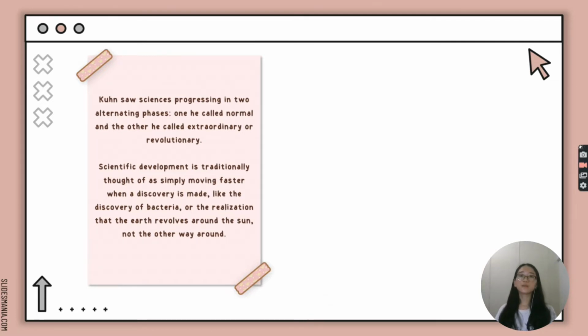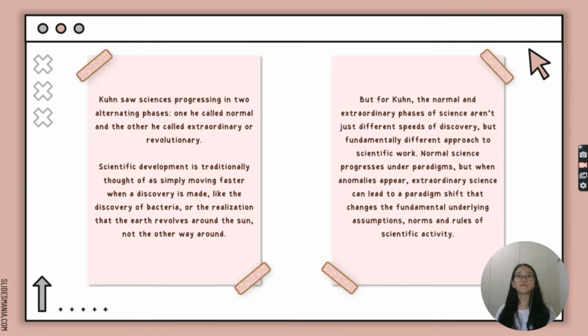But for Kuhn, the normal and extraordinary phases of science aren't just different speeds of discovery, but fundamentally different approaches to scientific work. Normal science progresses under paradigms, but when anomalies appear, extraordinary science can lead to a paradigm shift that changes the fundamental underlying assumptions, norms, and rules of scientific activity.